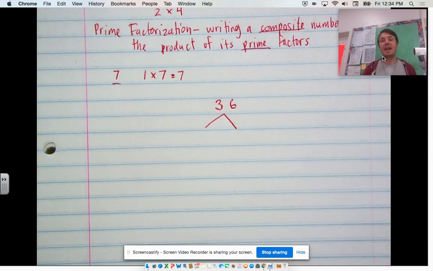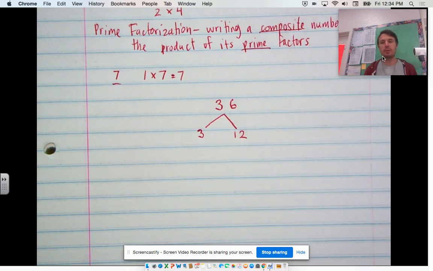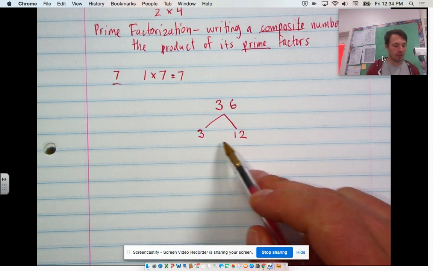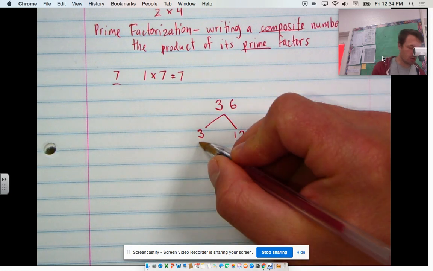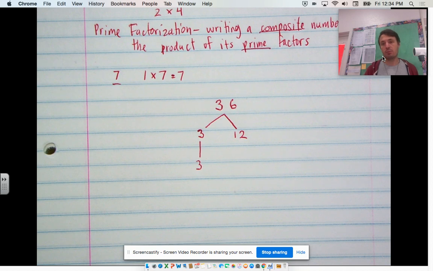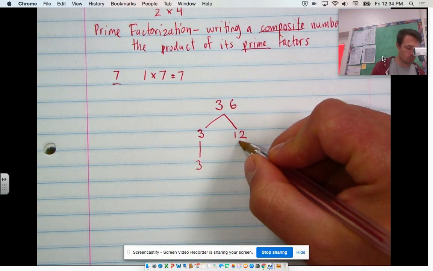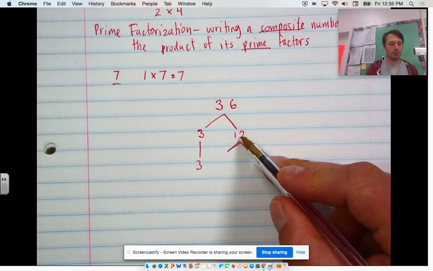So you can just pick any two numbers that equal 36. Okay, like you could pick 3 and 12, because 3 times 12 equals 36. And what you do next is you take a look at these numbers and you decide if either of them are prime. Any number that's prime just gets dropped down. But any number that's composite, that means it has 3 or more factors, sprouts more branches. And you do the same thing with this number that you did with this one.